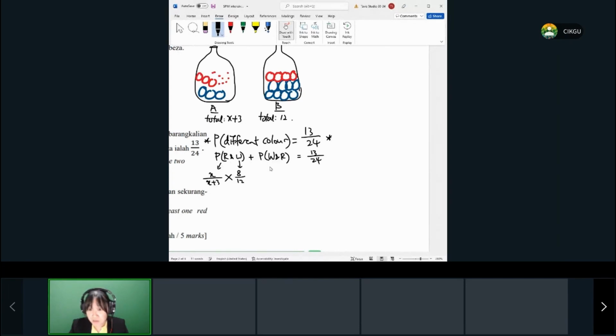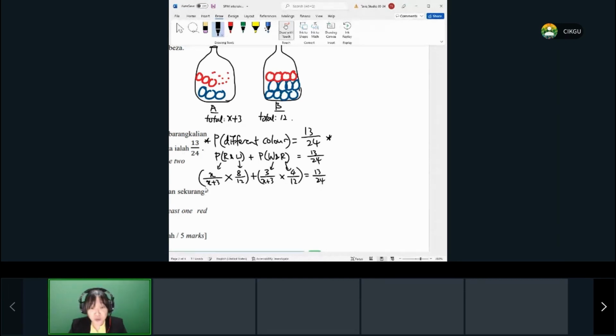Now let's do the second one. Probability of white from jar A. There are only 3 whites from jar A out of x plus 3, the total. Selecting a red from jar B, 4 reds out of 12. Then you want both to happen, multiply. So if you add these two probabilities up, it should equal 13/24.